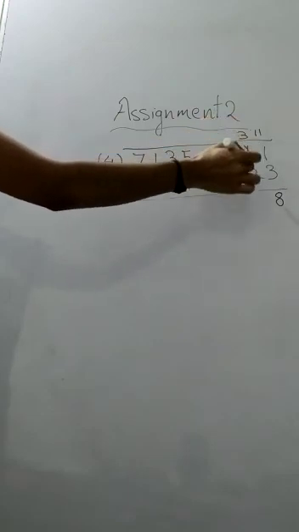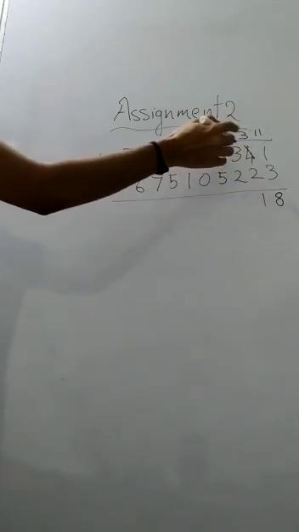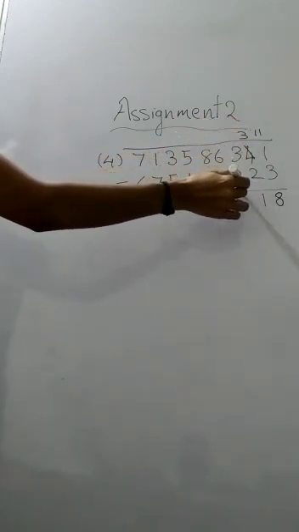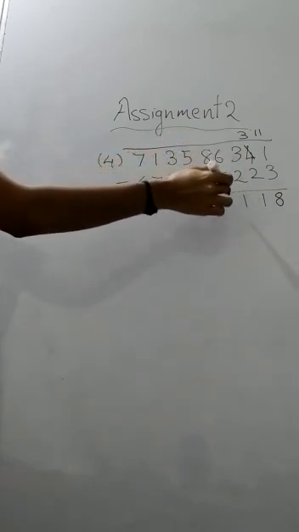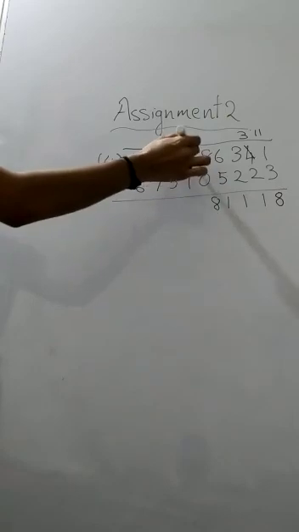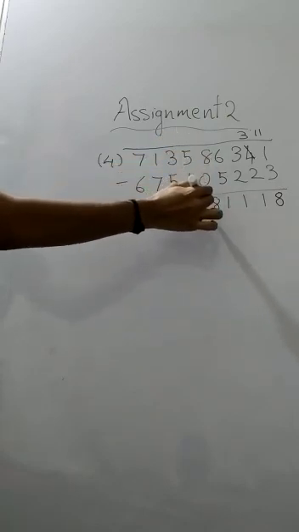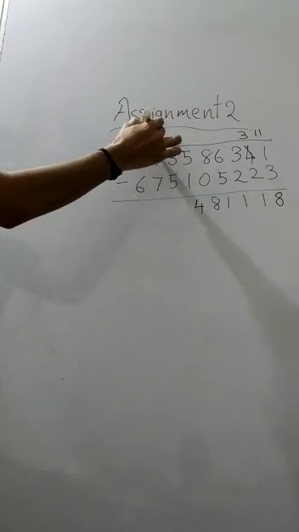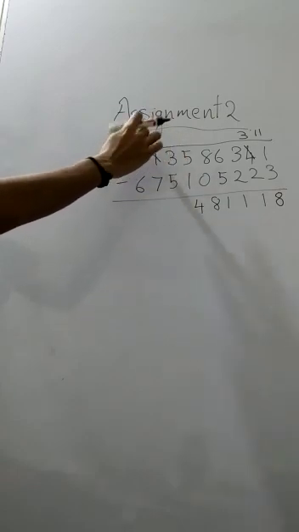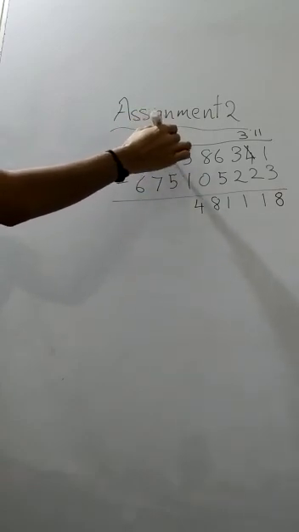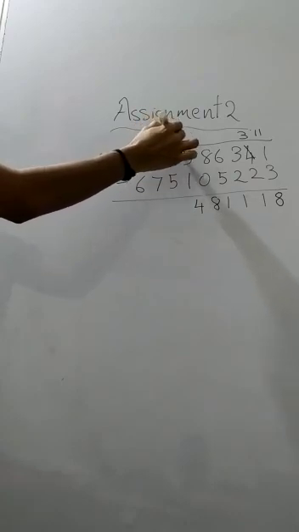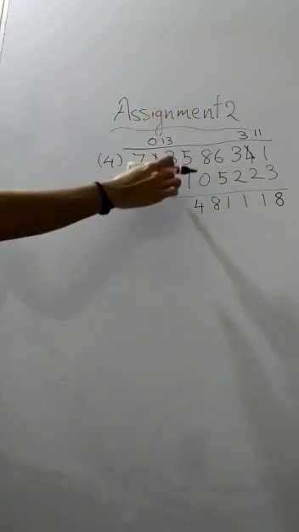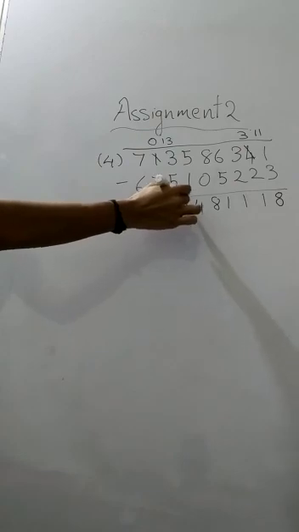Now 3 minus 2 is 1. 3 minus 2 is 1. 6 minus 5 is 1. 8 minus 0 is 8. 5 minus 1 is 4. 3 minus 5 you can't do. So you'll have to borrow 1 from here. So this changes into 0. That means this will be what? 1, 3, 13. 13 minus 5 will give you 8.